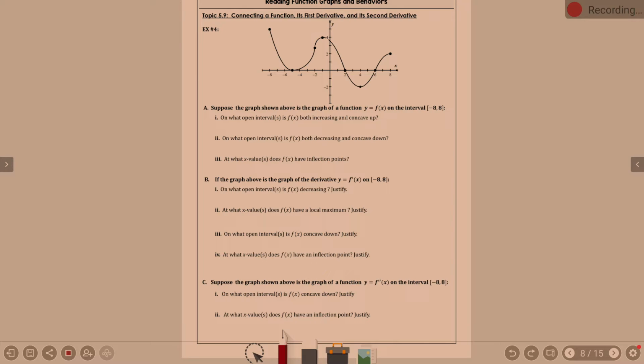Example 4. We're going to use this same graph several times in a row. As we use this graph, be careful how much you write on it, because it's going to change what it is. As we look at A, suppose the graph shown above is the graph of y equals f of x on the interval negative 8 to 8. So currently it is y equals f of x. That will change, so just be aware. If this is the original function, on what interval is the graph increasing and concave up?